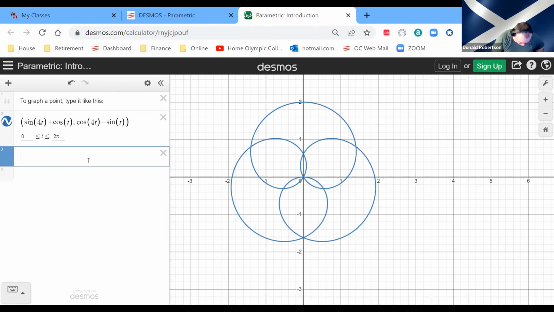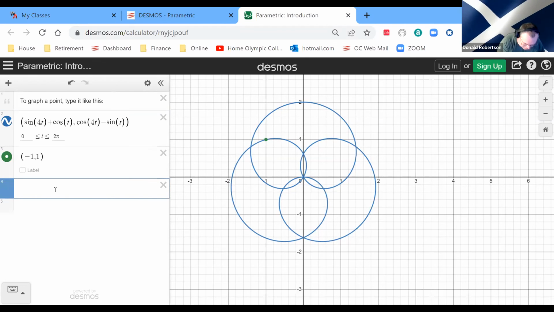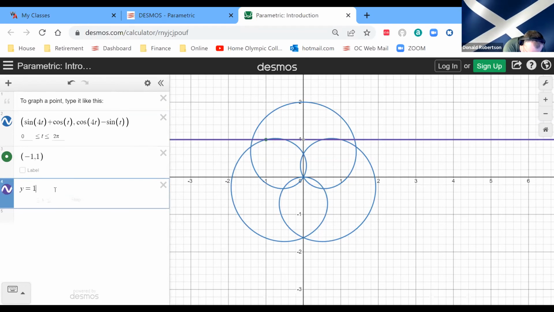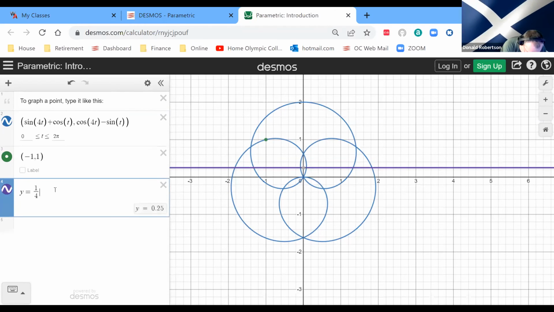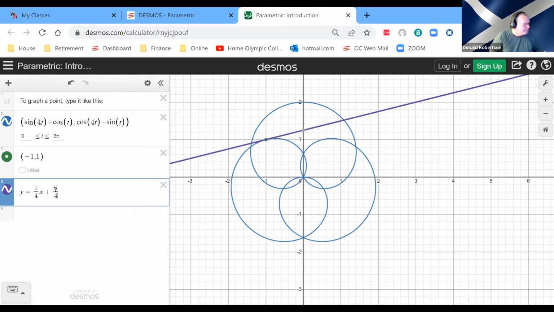Now, the point we're interested in was the point -1, 1. So I'm just going to do -1, 1. And there we are. You see it's up here? Now, I hope it allows me to type in y equals 1/4 x plus 5/4. Are we good or are we good?